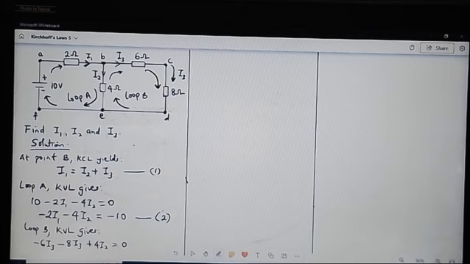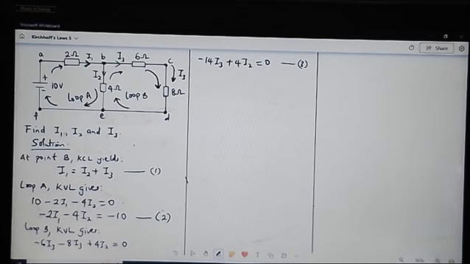All equal to 0. Minus 6 minus 8 is minus 14. So we say minus 14I3 plus 4I2 is equal to 0. Let's call this one equation 3.